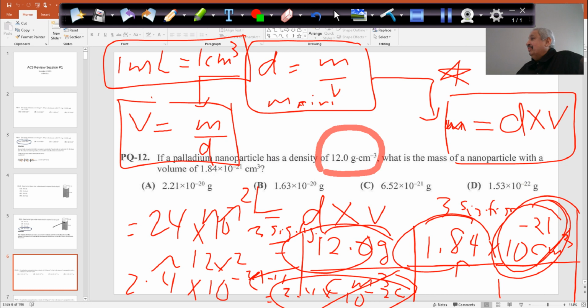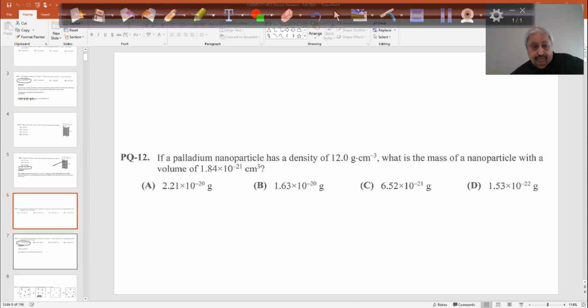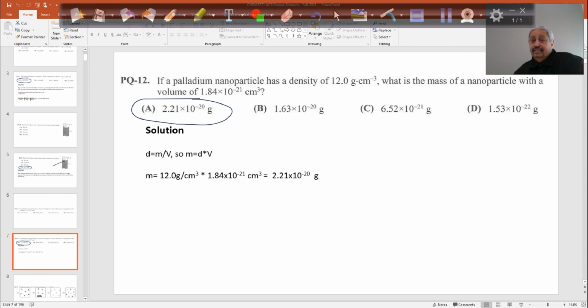Yes. And remember this with the scientific notation: if you go with the decimal to the left, your power exponent will be positive. If you go to the right, it will be negative. I went to the left, 2.4, one digit, and then 10 to minus 20, because 1 plus minus 21 is minus 20. So let's see if our calculation is correct. I think it's correct. The answer is A.